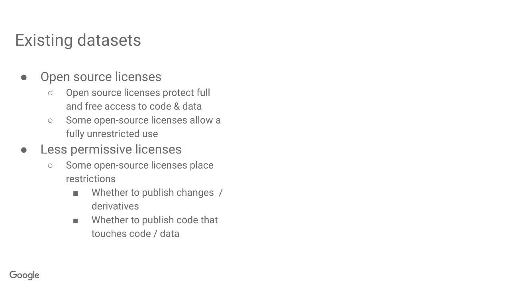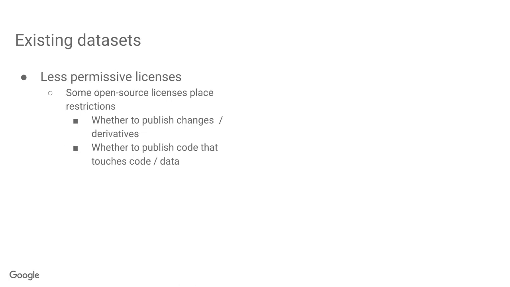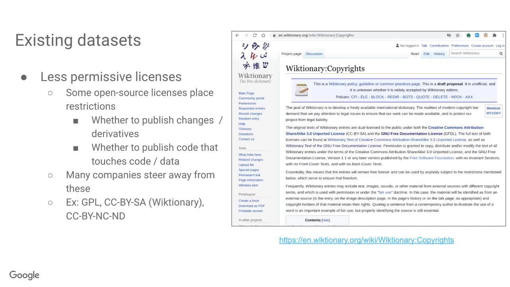There are other open source licenses that are less permissive, and that's because they place certain restrictions, such as whether you must publish any changes that you make or any derivatives of the work that you might make. They also might place restrictions on whether you publish code that touches any of the code or data that's under the less permissive license. So many companies tend to steer away from these. Examples of licenses in this category are the GNU Public License, Creative Commons Attribution Share Alike, and others. And Wiktionary, for example, uses a license under this category.